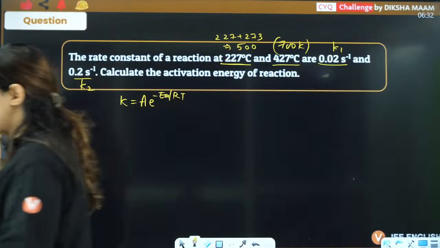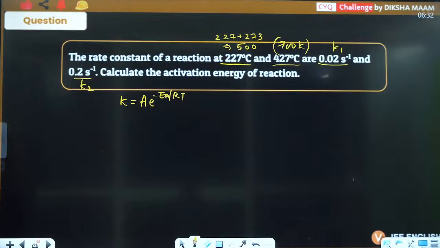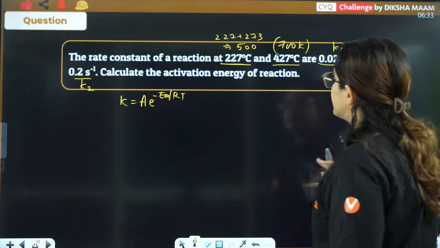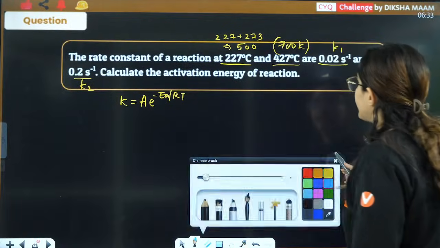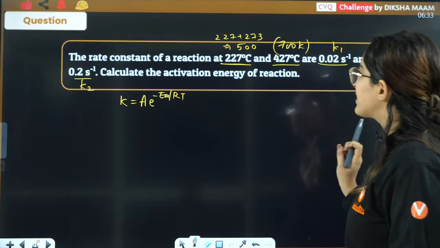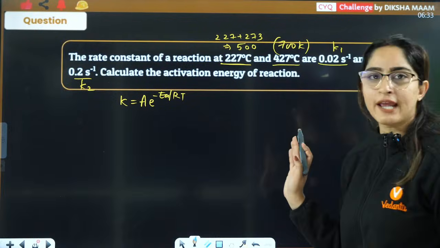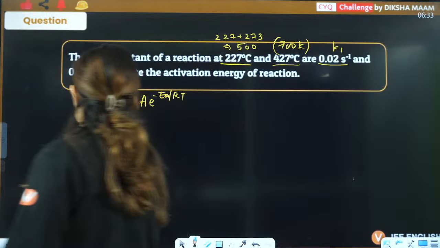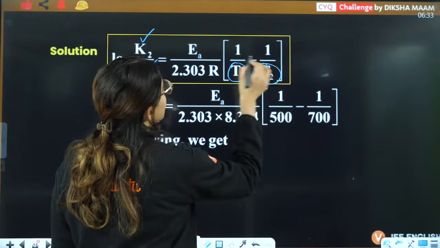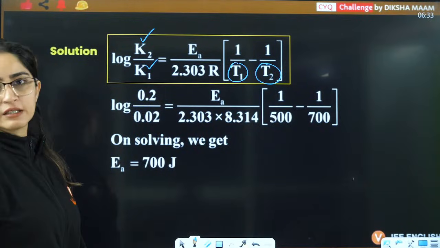Always these values have to be put in Kelvin, okay? This will be in Kelvin, that will be in Kelvin. Our rate constants K1 and K2 are given. Calculate the activation energy of the reaction, right? So now we know that K2, K1 are given, and T1, T2 are given.